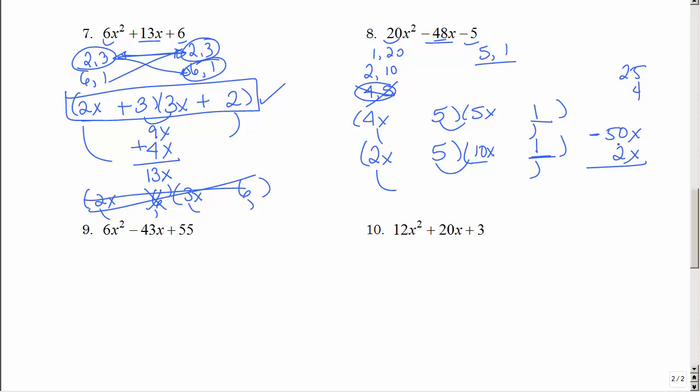Hey, if the 50 is negative and the 2 is positive, I get negative 48x, which is the middle. So that would be my negative 50x, and if I made that positive, that's positive 2x. And just to double check, negative 5 times positive 1 is my negative 5. Am I convincing you yet about good choices and bad choices?